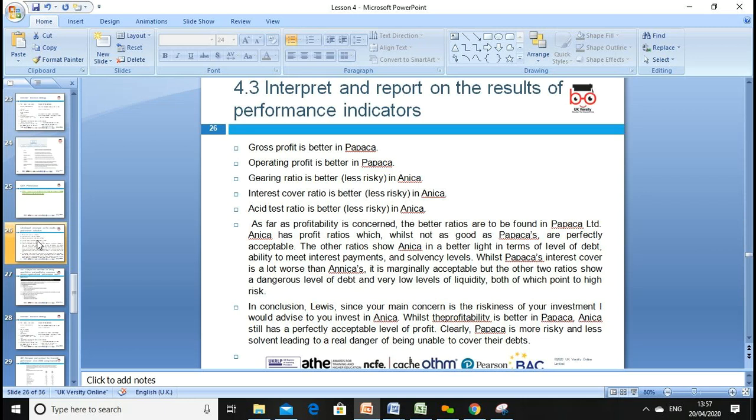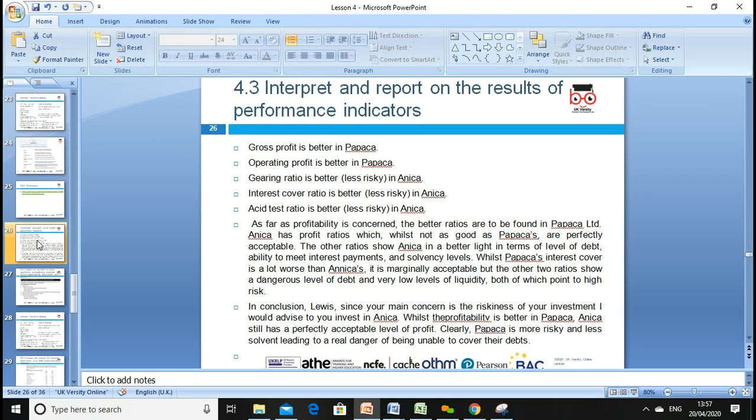So based on the above examples and the ratios which we have calculated about Anika and Papika, for gross profit Papika is better, and for operating profit Papika is better. Anika is less risky in terms of the interest and asset ratios. So as far as profitability is concerned, Papika is better.